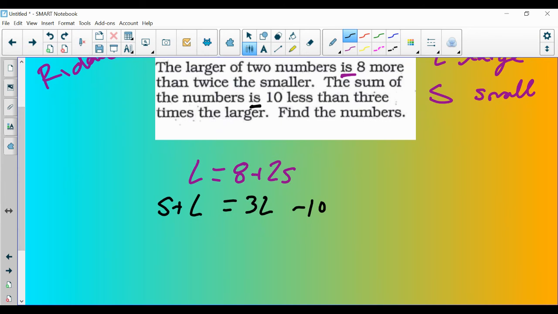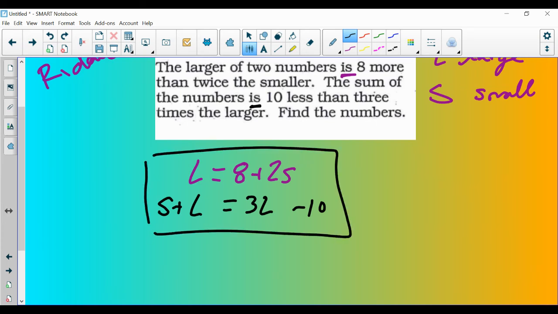On all of your quizzes, you're going to get 2 points for each one of these questions, 1 point for properly setting up the equation, the system, and then 1 point for properly solving them from here.